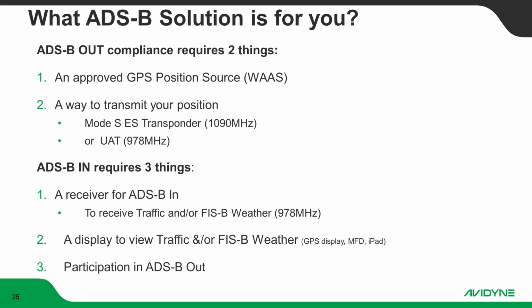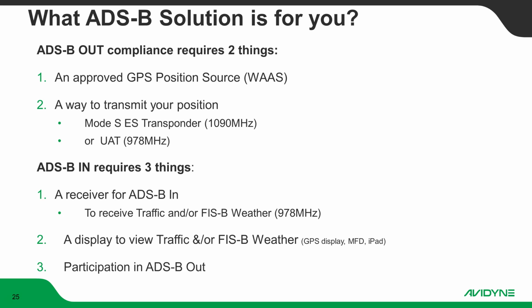In order to be compliant for ADS-B out, it requires two things: an approved GPS position source, so basically WAAS in the US, and a way to transmit your position, either a 1090 ES or a UAT 978 data link. So you've got to have those.